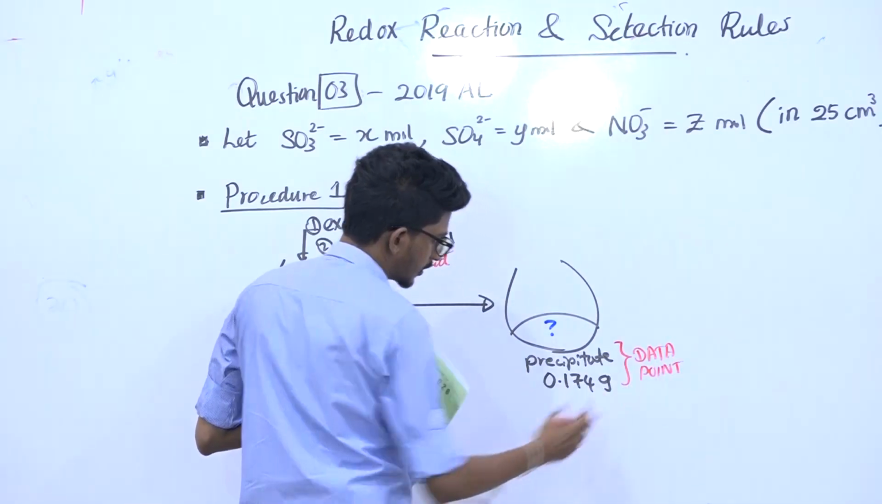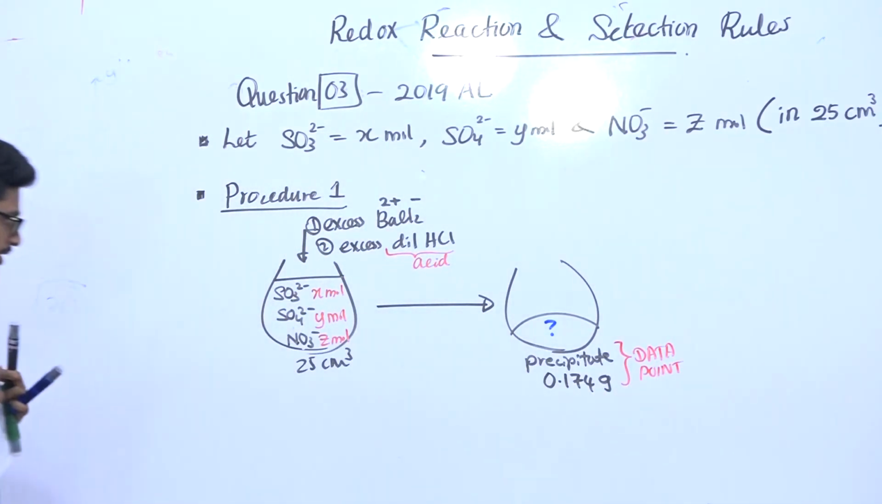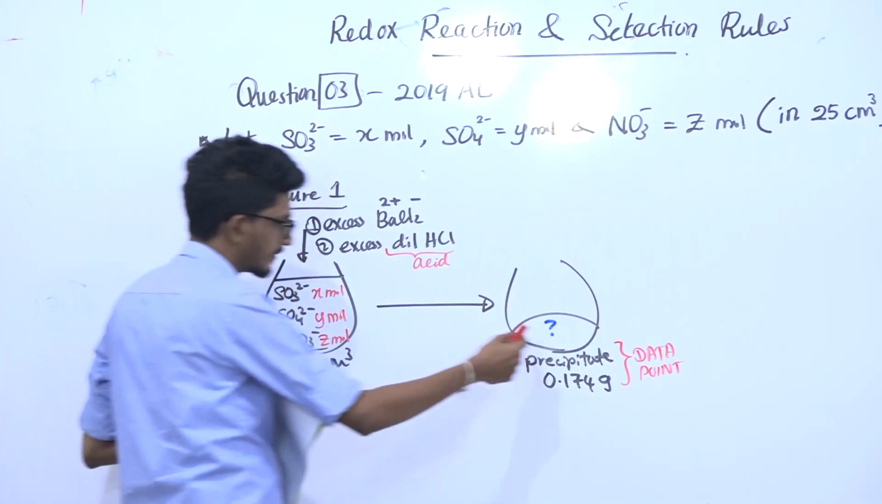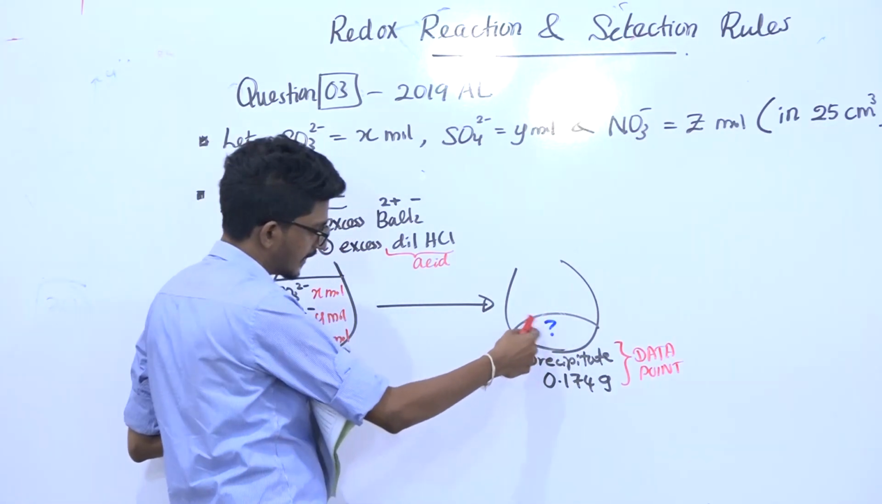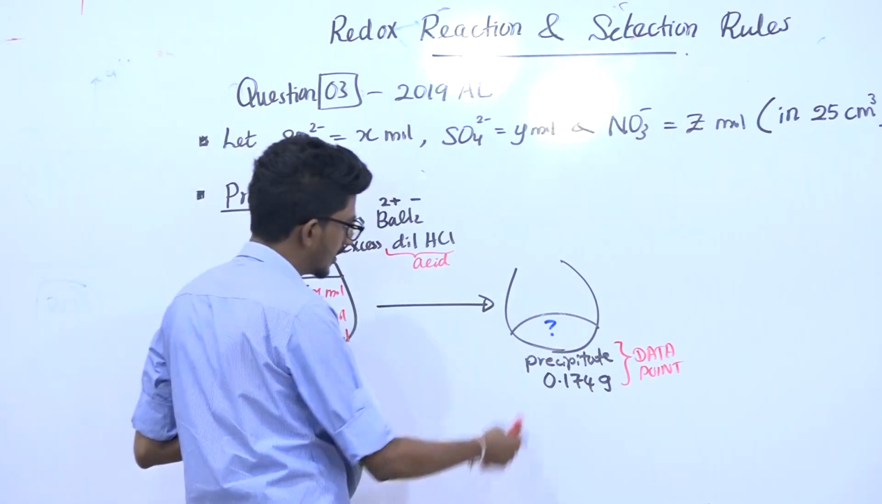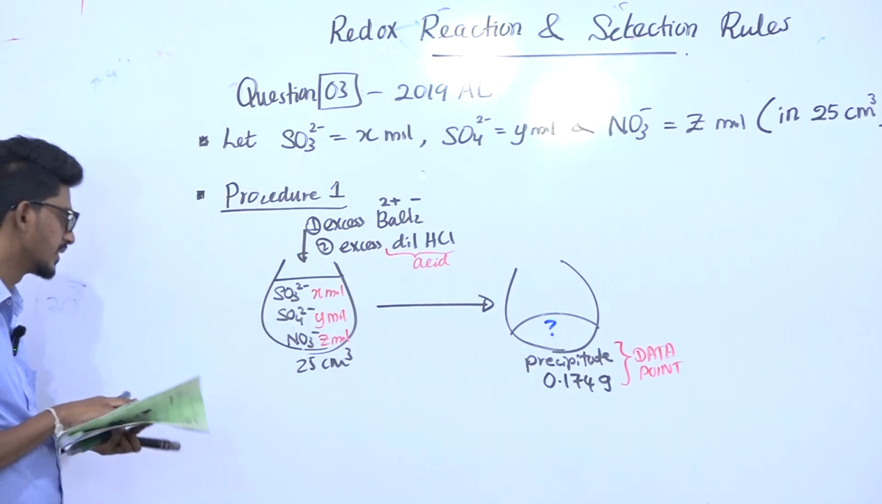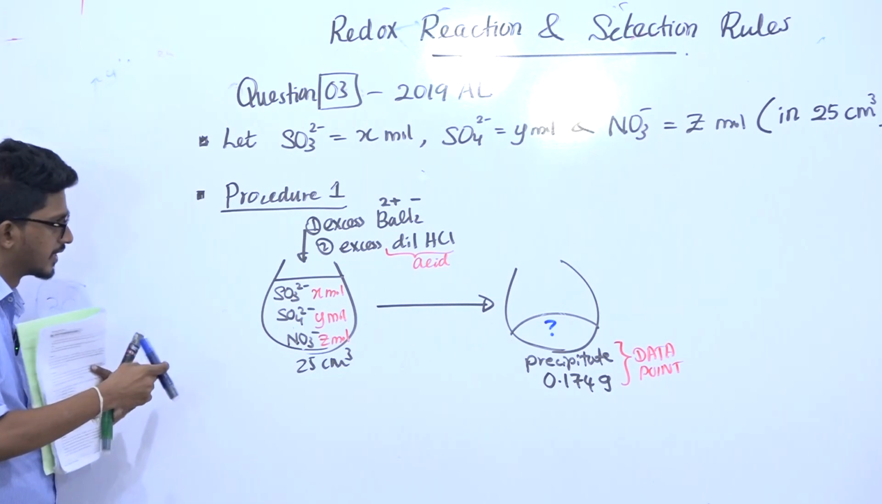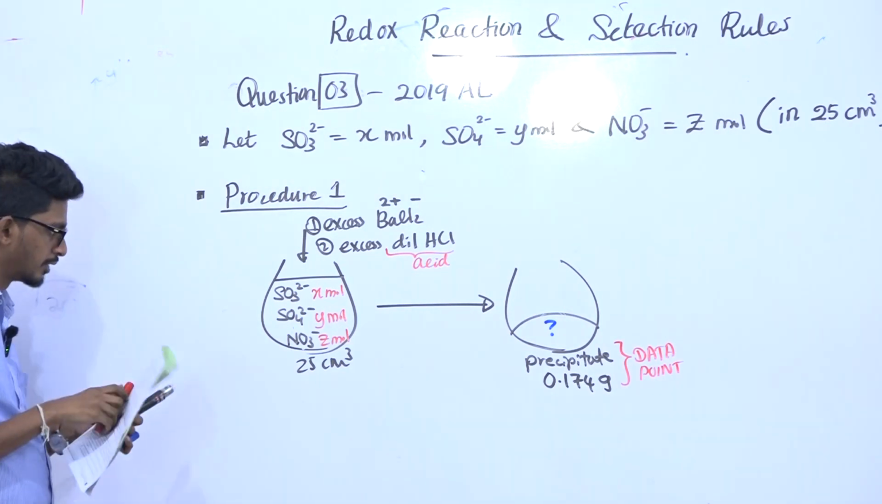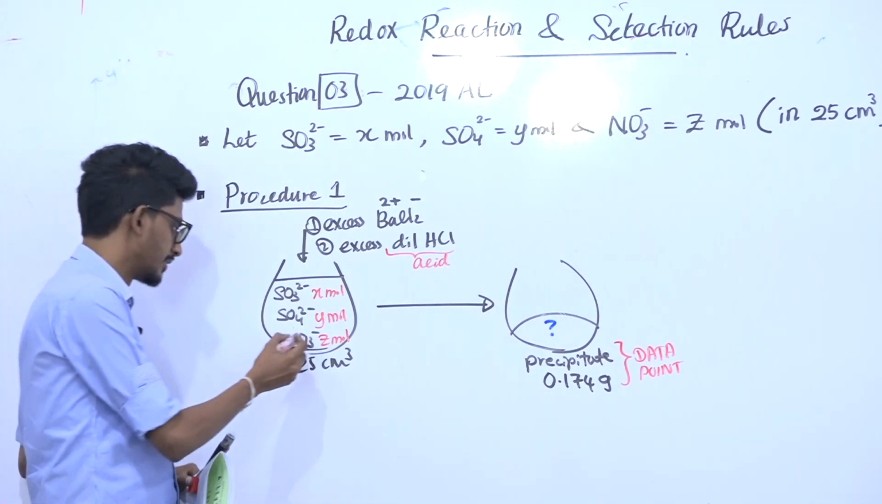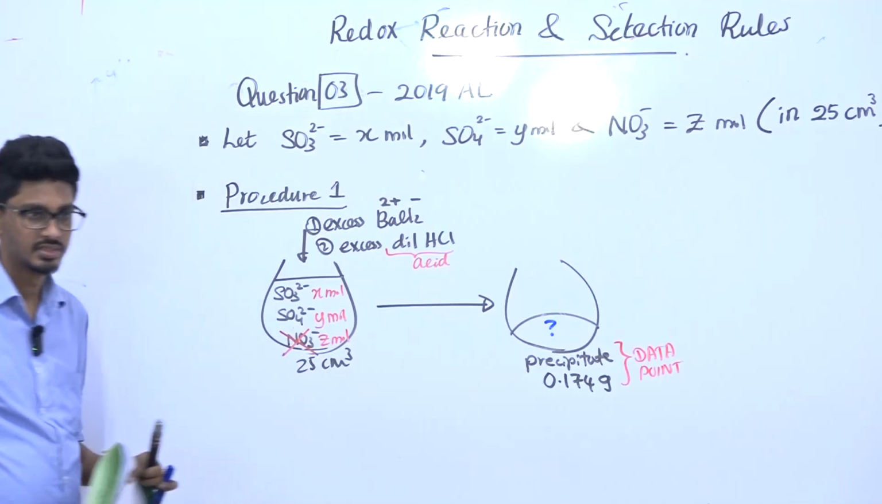So we have to bring your x, y, z values towards the data point. First of all, we need to find out who this is here. One or two chemicals would be there, right? So basically, nitrates are never involved in precipitation. Nitrate ions are never involved in precipitation, right?